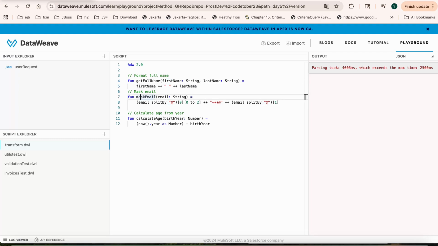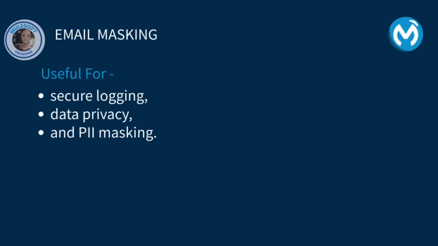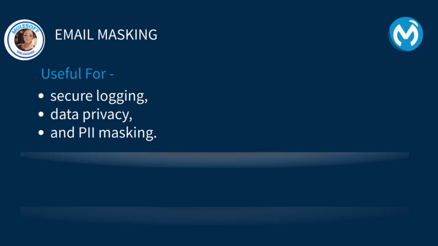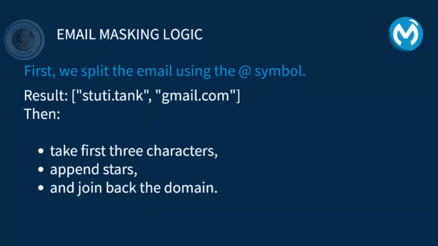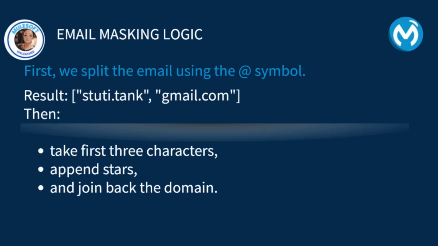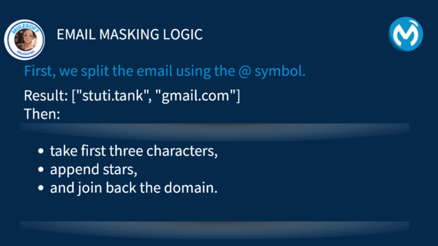Next, we mask the email address. Input is the mail address. This is useful for secure logging, data privacy, and PII masking. Inside the utility module, the function maskEmail first splits the email using the @ symbol. The result is an array of two strings, for example the username and gmail.com. Then, take the first three characters, append stars, and join back the domain.